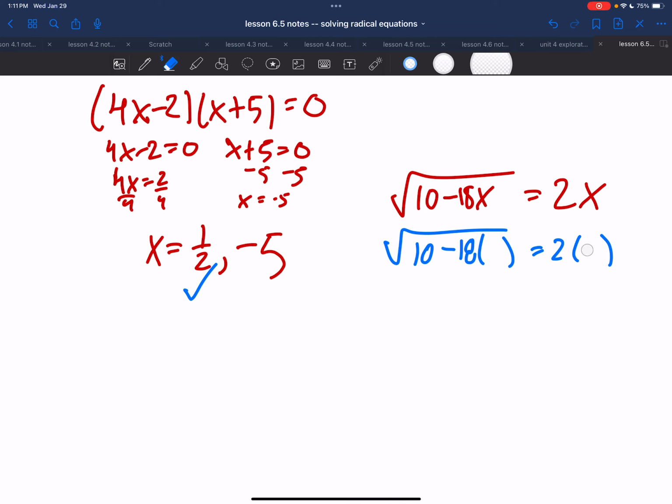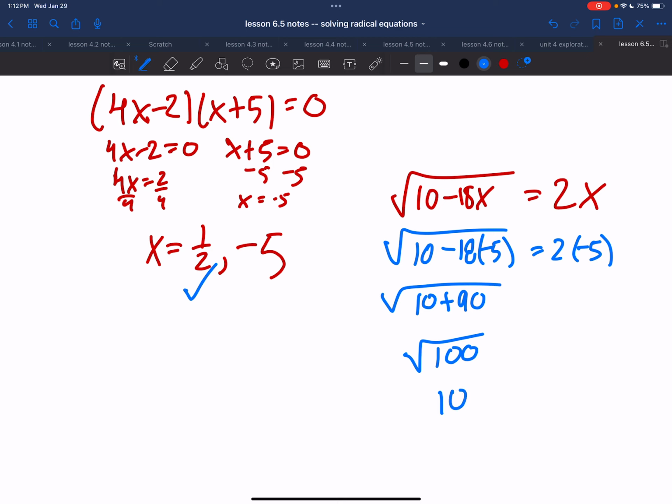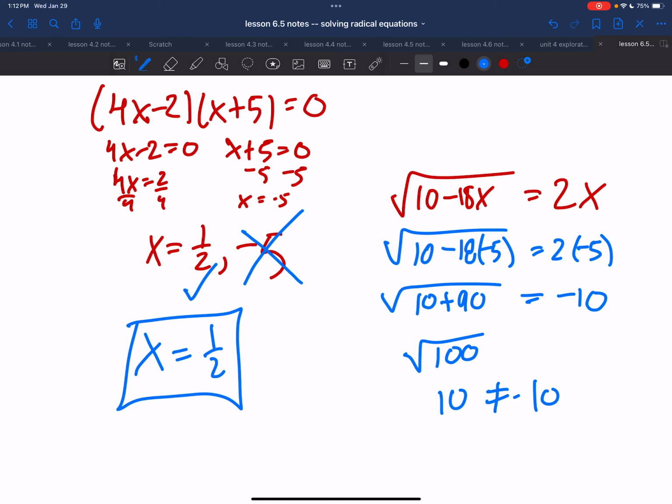We did the same thing, but now with -5, right? So I'm going to erase the half, put a -5 in there, -5 in here, and notice 10 minus 18 times -5. Well, -18 times -5 is 90, positive 90, which gets you square root of 100, which gets you positive 10. But 2 times -5 is -10, and those are not equal. Therefore, -5 is not a solution. Okay? The only answer to this problem is 1/2. Okay? -5 was what we call extraneous. All right.